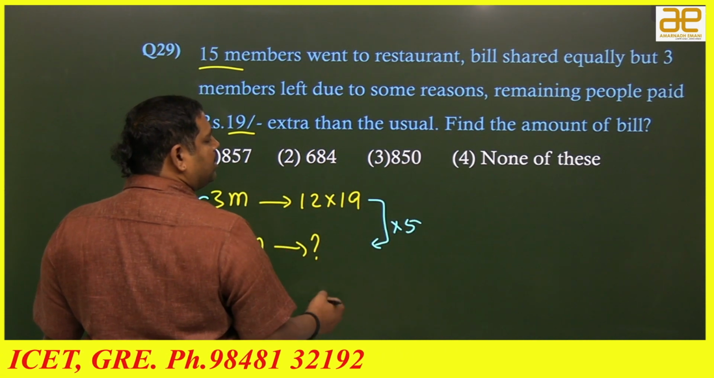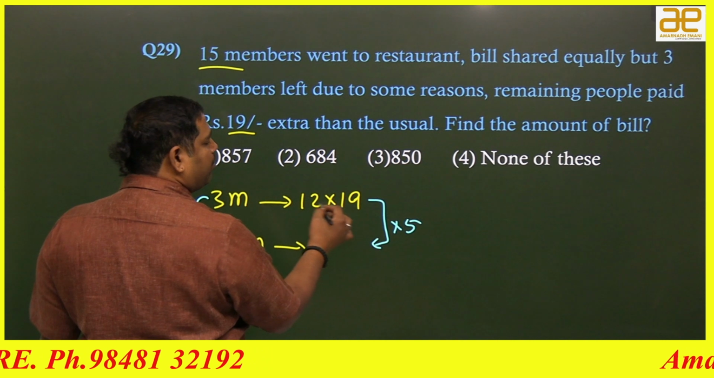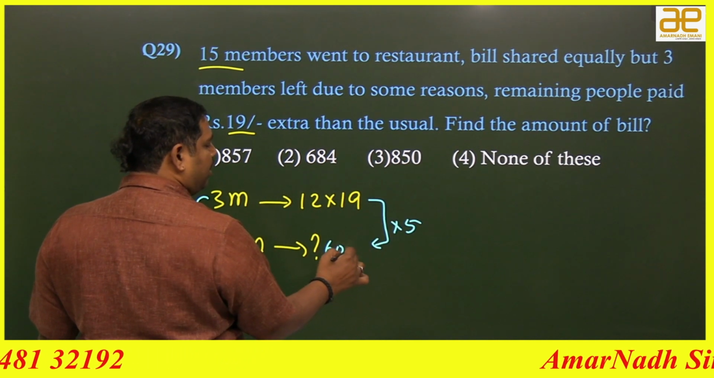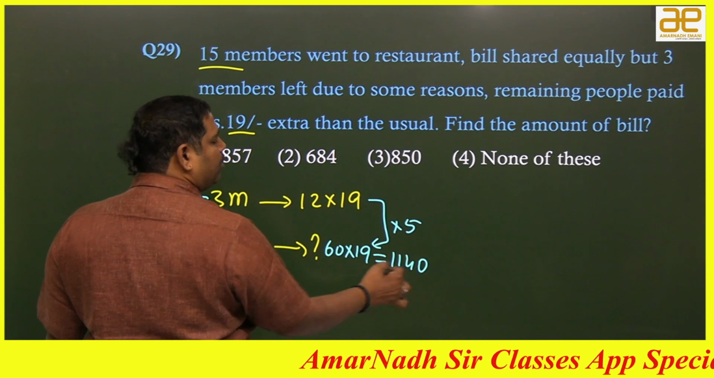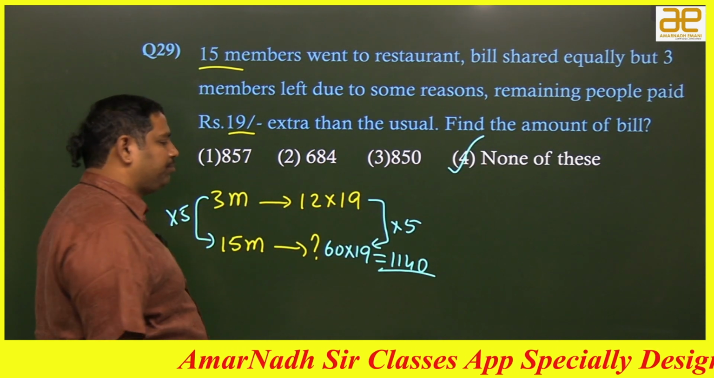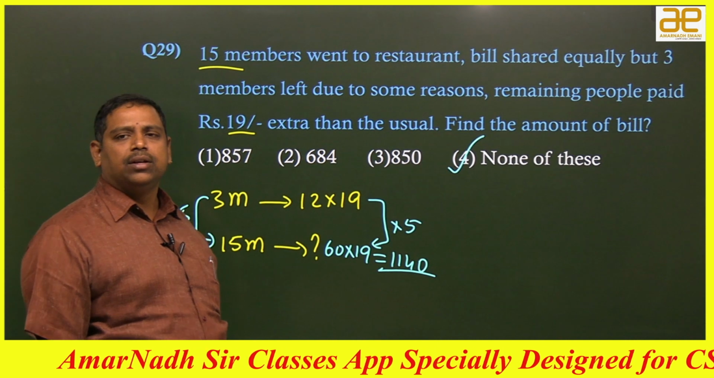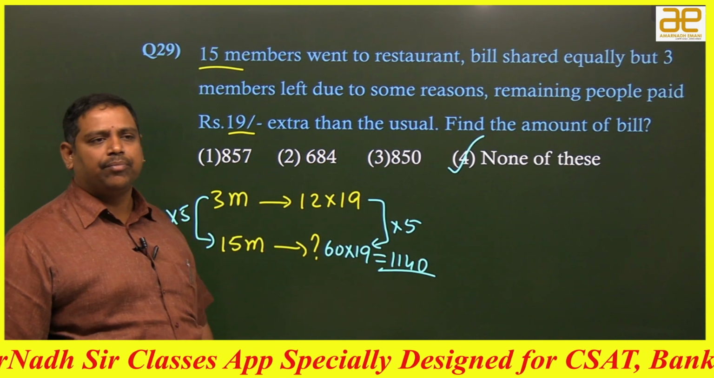5 times. So simply doing 12 into 19 into 5. 12 5s are how much? 60 into 19. 19 6s are 114 and having 0. Okay. So this is the way that we have to do the problem.